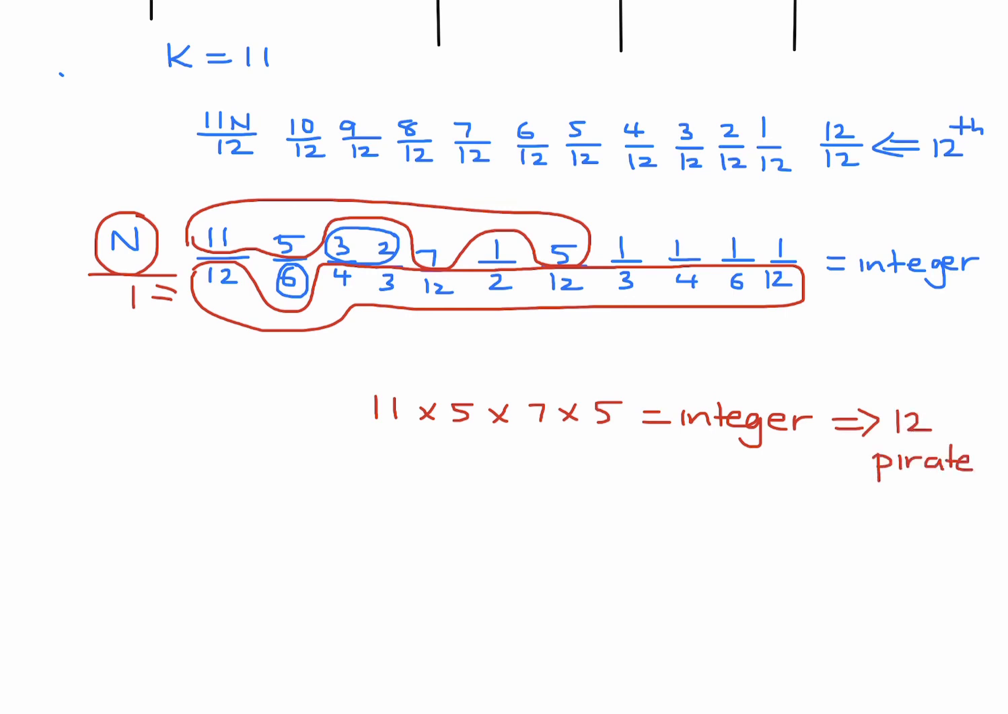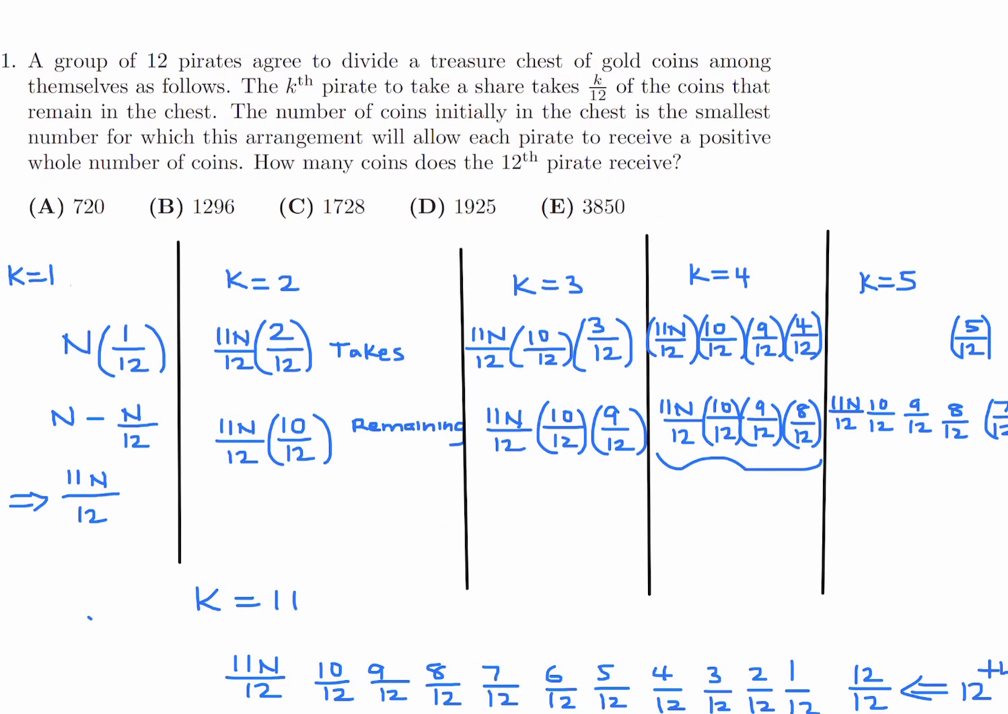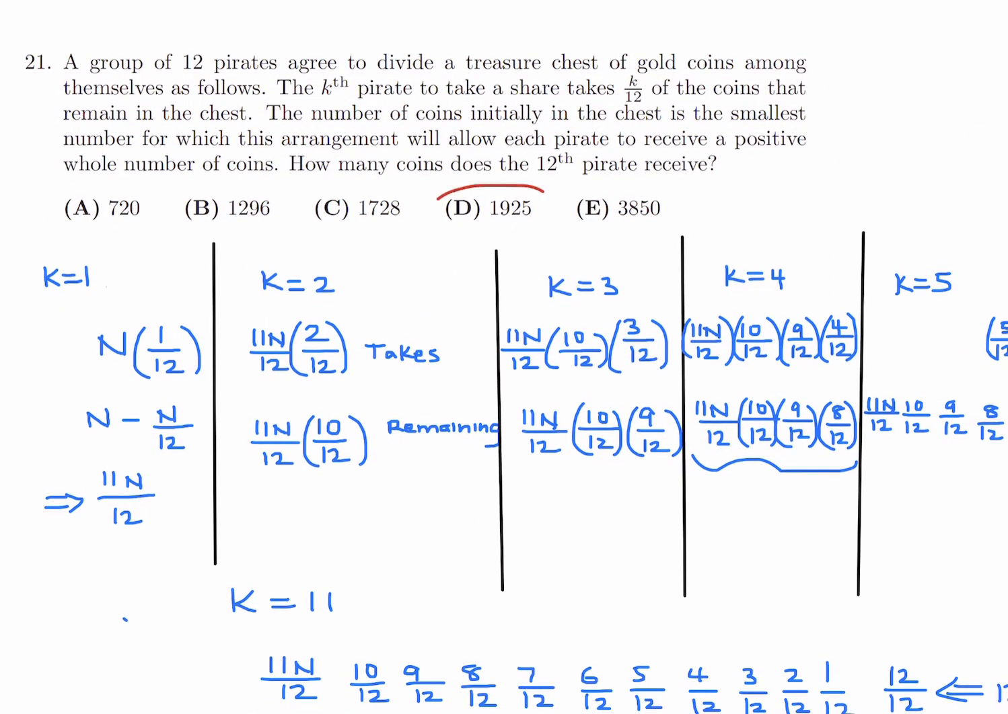And remember, we want n to be as small as possible, so the smallest it can be is to match identical to that denominator. And there we go. This is going to be my answer. Therefore, 11 times 5 times 7 times 5 is 1925. And that's how many coins that 12th pirate will get. So 1925, and therefore that is D for number 21.